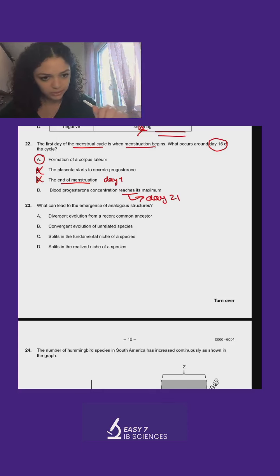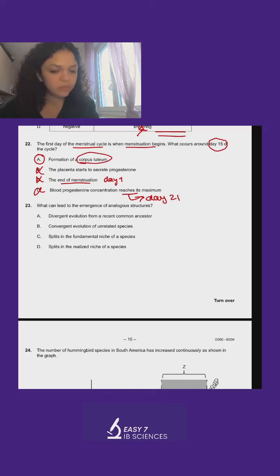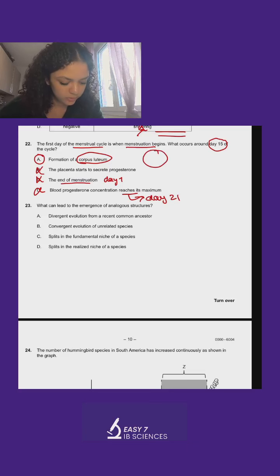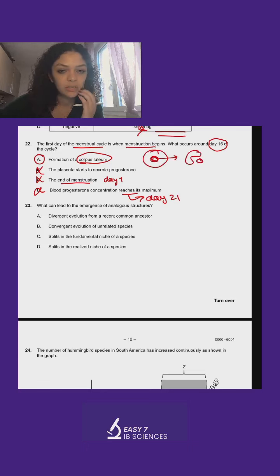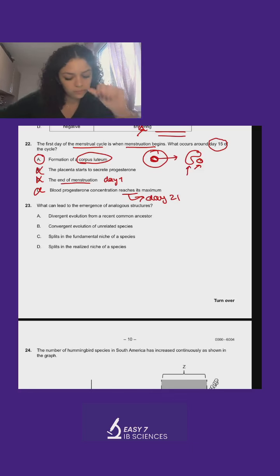Okay, let's have a look at A. So why is A correct? Formation of the corpus luteum. When is the corpus luteum formed? So this is our little egg. When the egg leaves our ovary after ovulation. Good, after ovulation. So when the egg leaves our ovary to enter the uterus through the fallopian tubes, we have a formation of the corpus luteum.